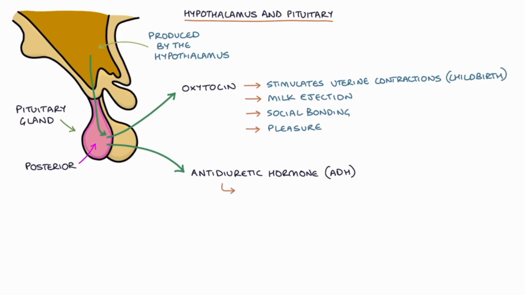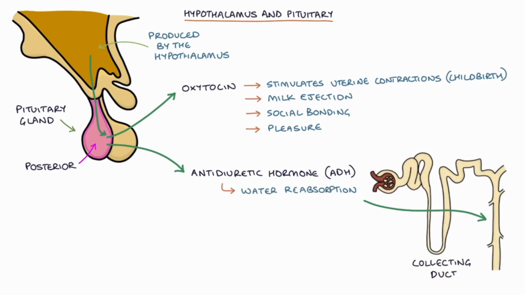Antidiuretic hormone stimulates water reabsorption from the urine in the collecting ducts of the kidneys, making it responsible for concentrating the urine.